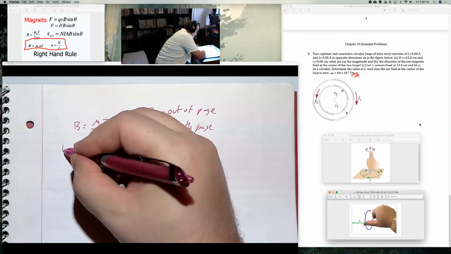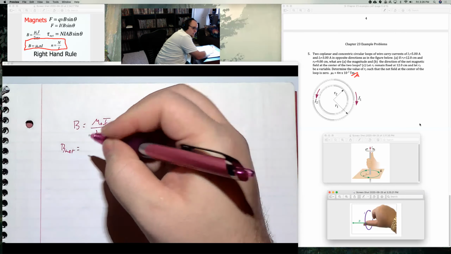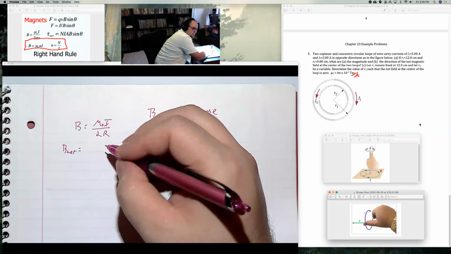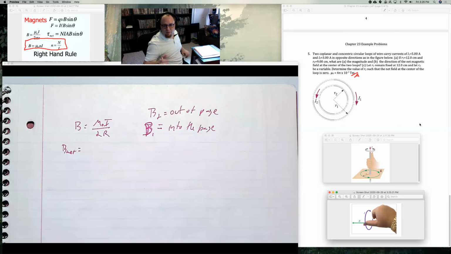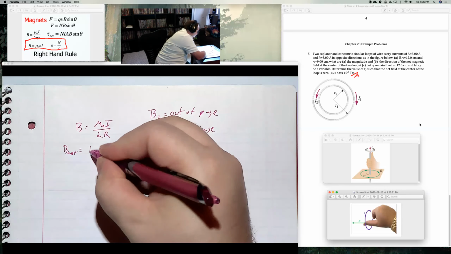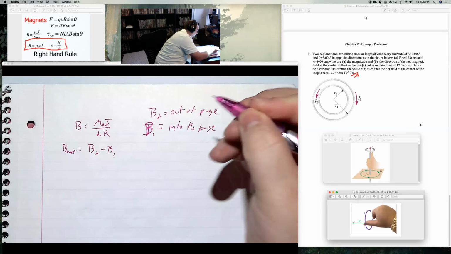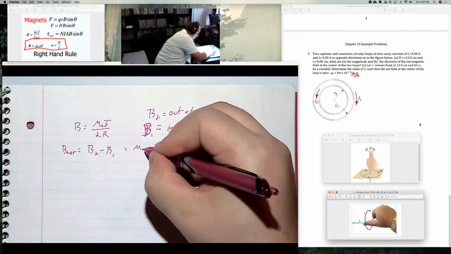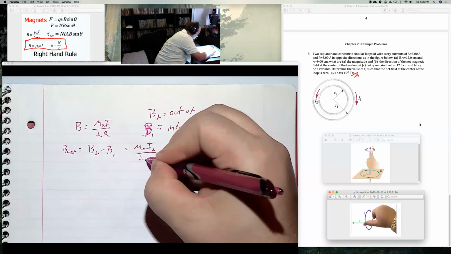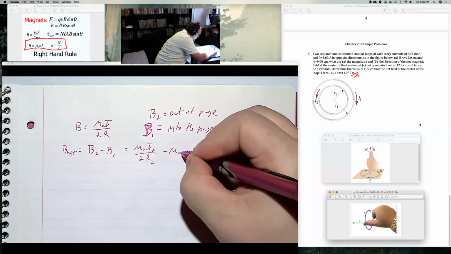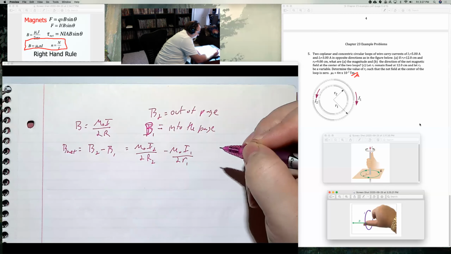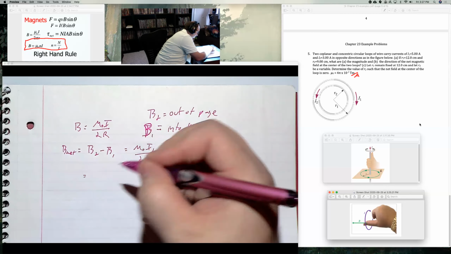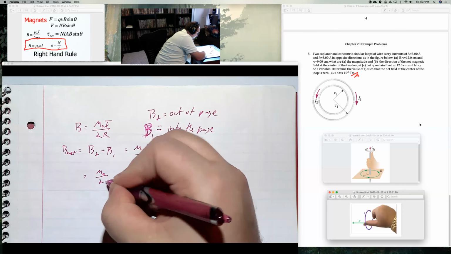And so the B net is going to be, which one? Let's have B2. Let's have out of the page be positive. That's the standard. B2 minus B1, or mu naught I2 over 2 R2 minus mu naught I1 over 2 R1. I'll once again factor out my mu naught and 2's.